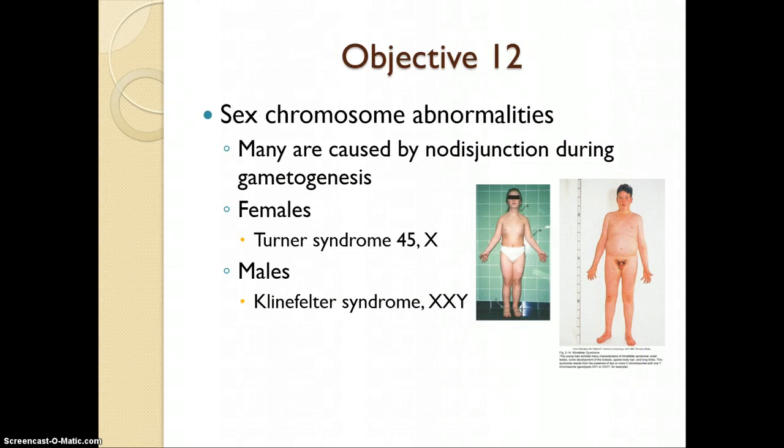The characteristics of men that have Klinefelter syndrome are poorly developed secondary sexual characteristics and small testicles. They're usually infertile and unusually tall. They have feminine characteristics, and they have a sparse body hair distribution.